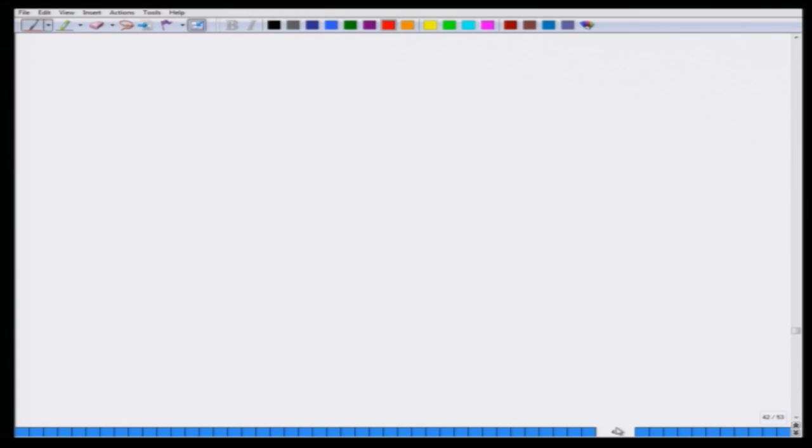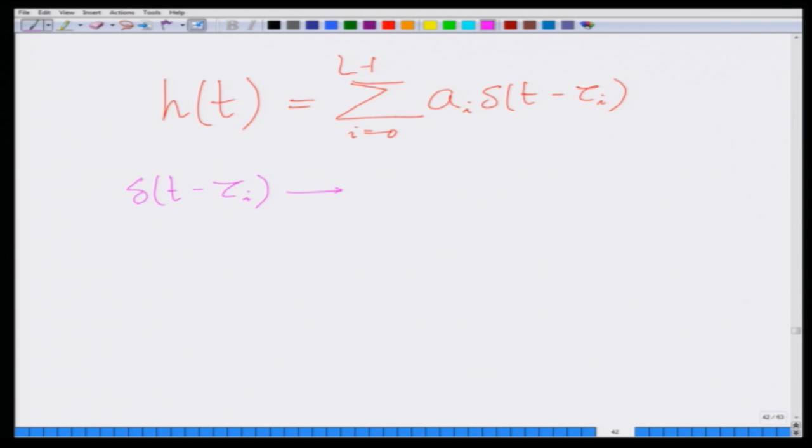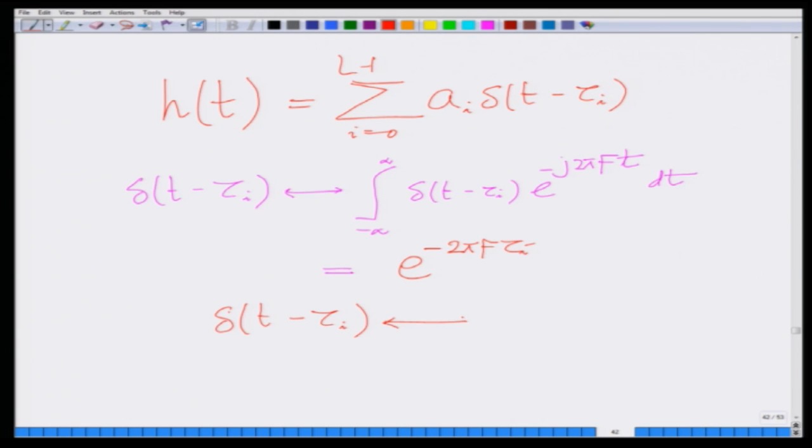And now, therefore, let us look at how to characterize this coherence bandwidth. Observe that the channel model is given as h(t) equals summation i equal to 0 to L minus 1 a_i delta(t minus tau_i). This is basically the multipath impulse response of the channel. Now, we also know that the Fourier transform of each delta(t minus tau_i) is the integral from minus infinity to infinity of delta(t minus tau_i) e to the power of minus j 2 pi f t dt, which is equal to e to the power of minus j 2 pi f tau_i.